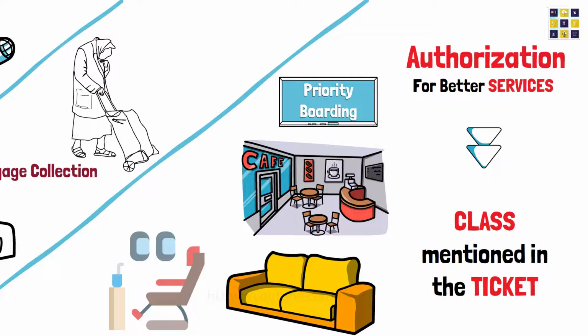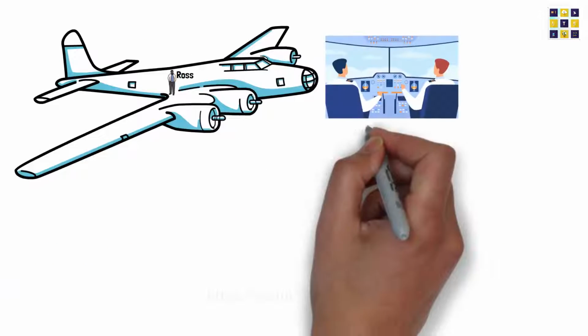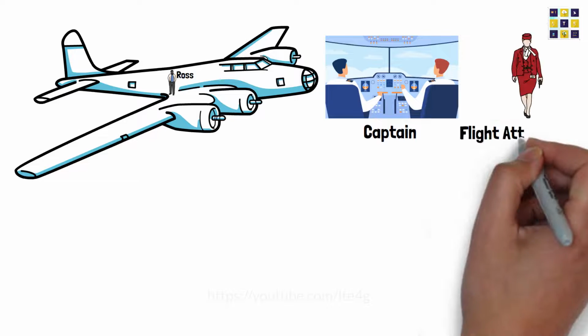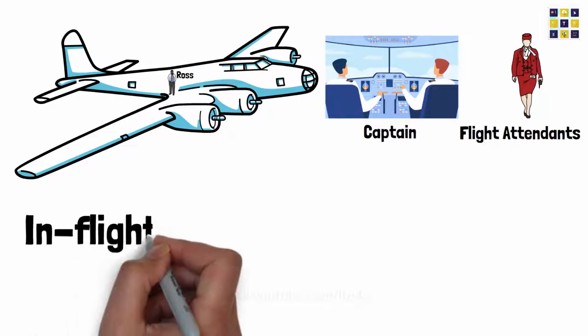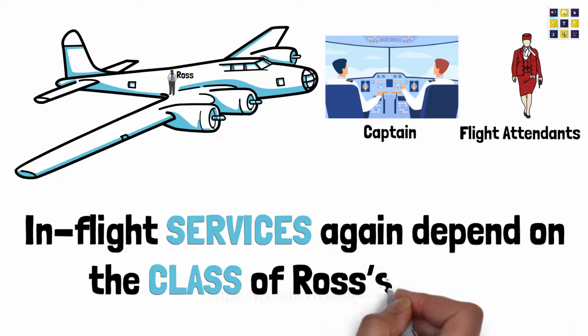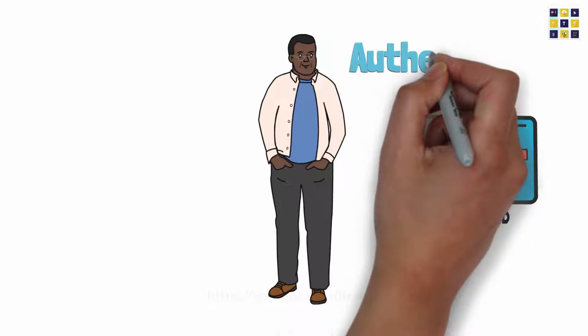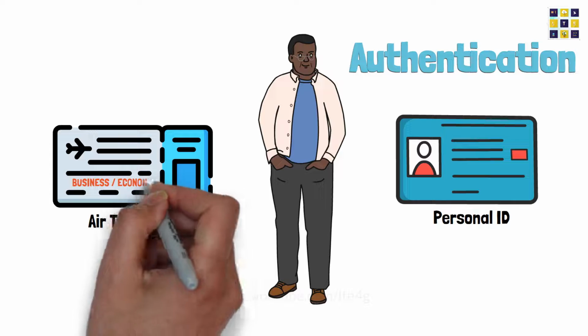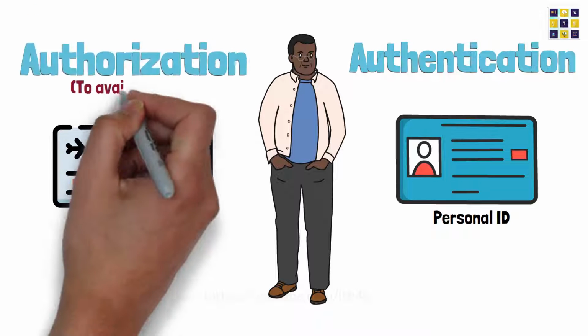depends on the class. Now once in the aeroplane, the captain is in charge of everything and the captain has flight attendants who provide services to Ross. The in-flight services again depend on the class of Ross's ticket. So we can say in order for Ross to travel, he needs to show his personal ID for authentication of his ticket, and the class of the ticket such as business or economy determines the services that Ross can avail.